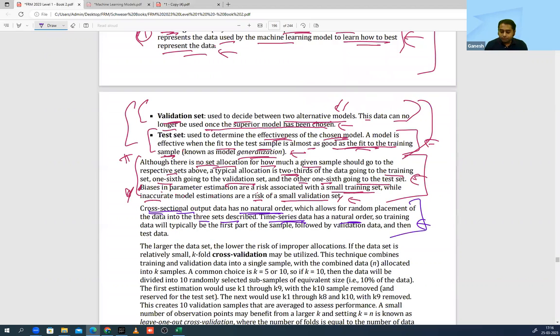Simple. Read this point. I hope everybody online is clear on that paragraph, cross-sectional and time series data.